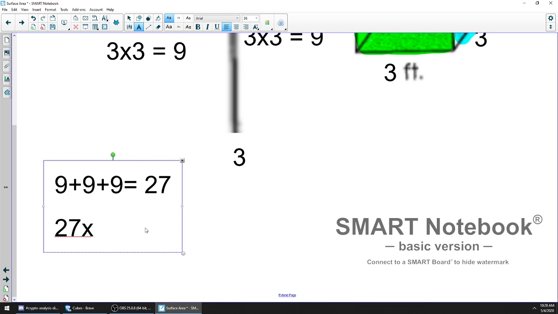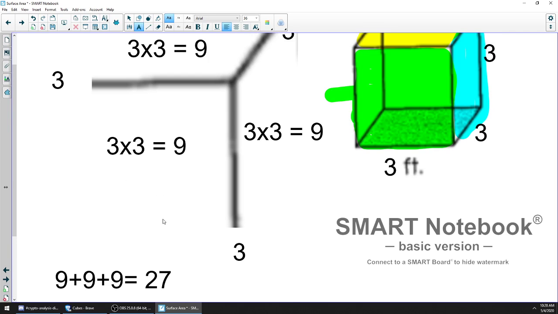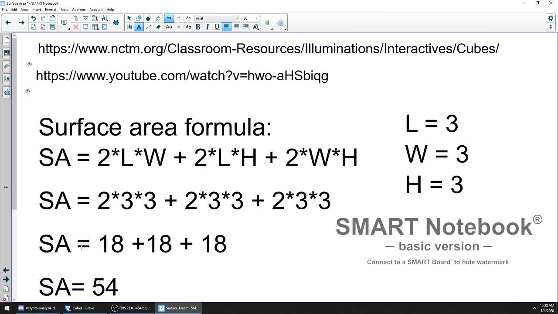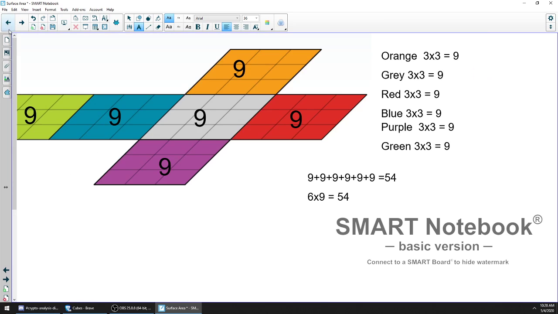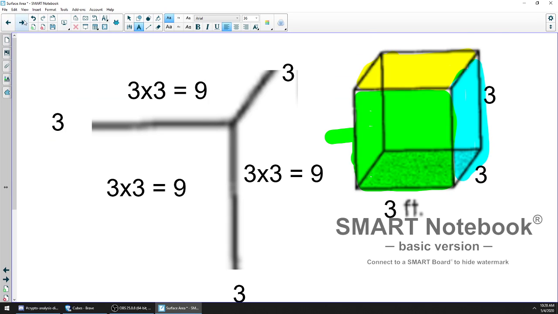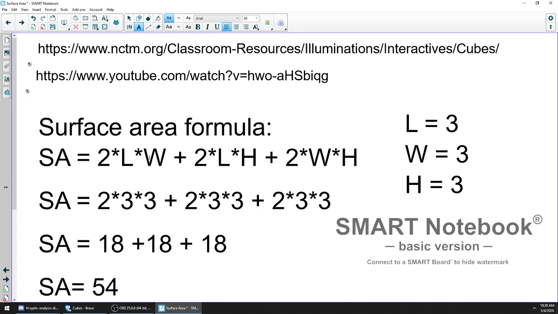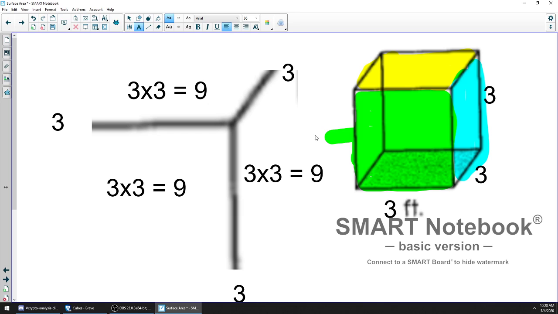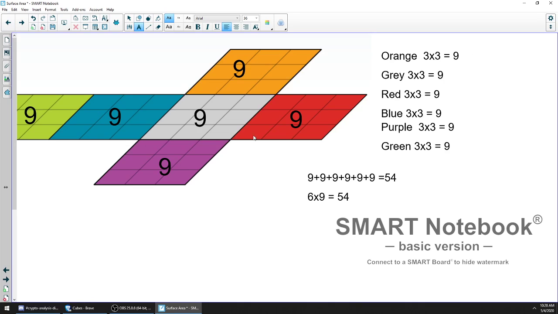27 times 2. Put that in the calculator. 54. It's the same as if we used a formula, and the same if we broke it down to each individual shape, the face. It's all the same. So these are 3 of the methods. Now, my preference is this one because I like numbers, I like equations. But if you like the visual way, you can do it this way or break it down to the sides.